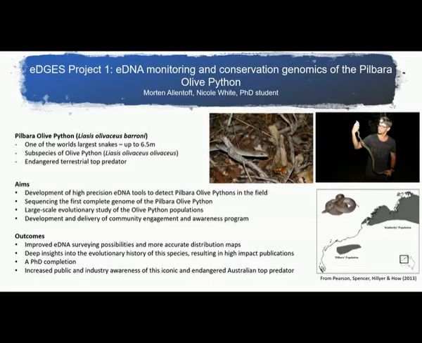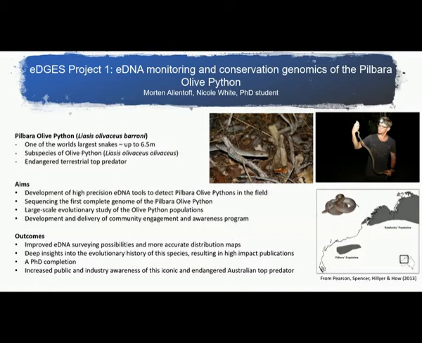And the Pilbara olive python, you can see on the map in the lower right corner, has a more southern distribution than the common olive python. The subspecies is endangered, and not a lot is known about its exact distribution and its biology. And this project here is trying to remedy that. In particular, we want to develop eDNA tools that allow us much better monitoring and detection of this species in its natural environment, whether that is water samples from rock pools or sediment samples from rock overhangs, for example.